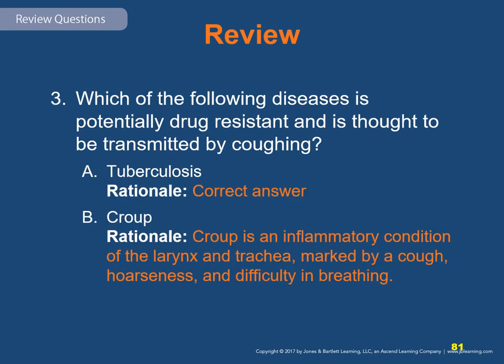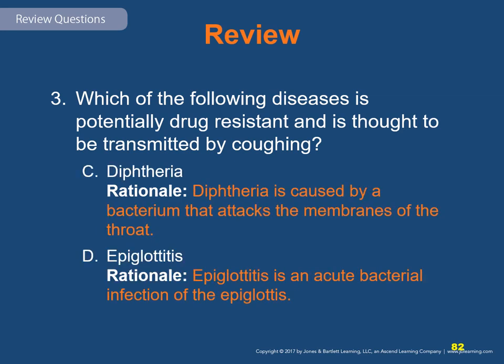Croup is an inflammatory condition of the larynx and trachea marked by a cough, hoarseness, and difficulty in breathing. Diphtheria is caused by a bacterium that attacks the membrane of the throat. Epiglottitis is an acute bacterial infection of the epiglottis.